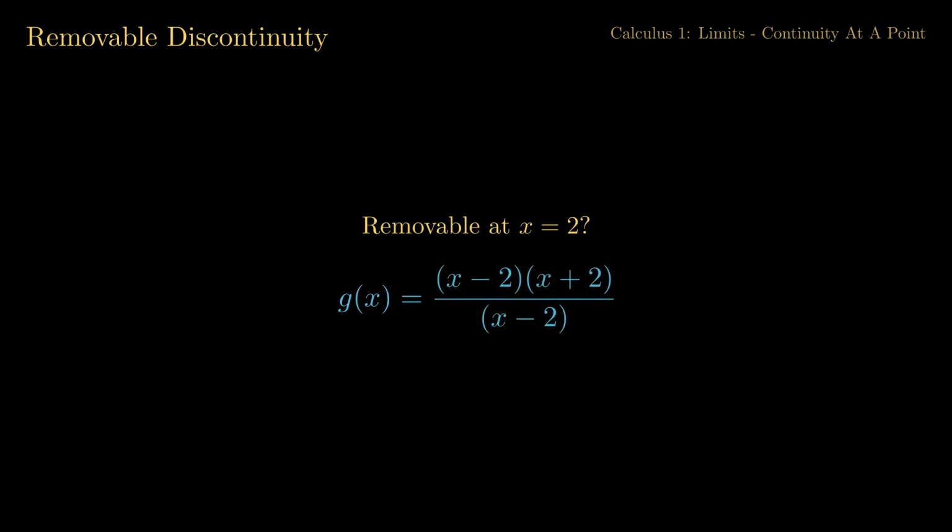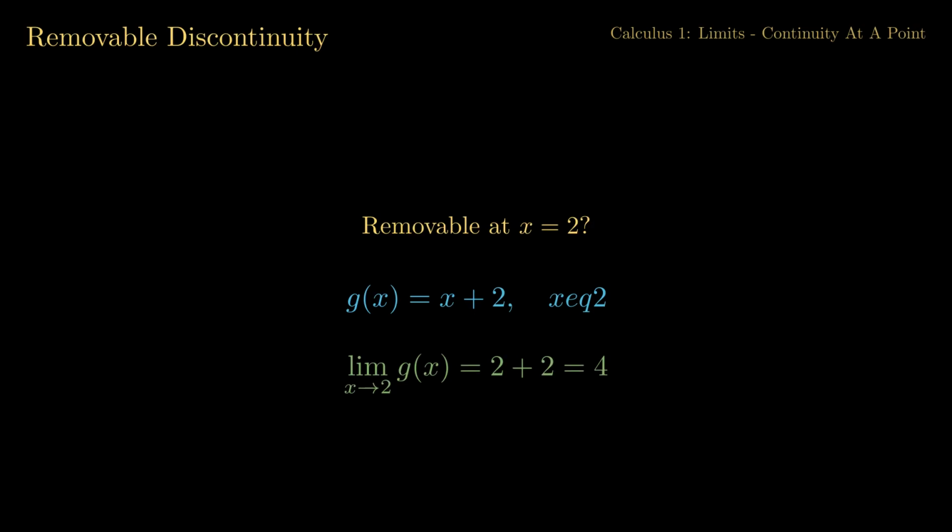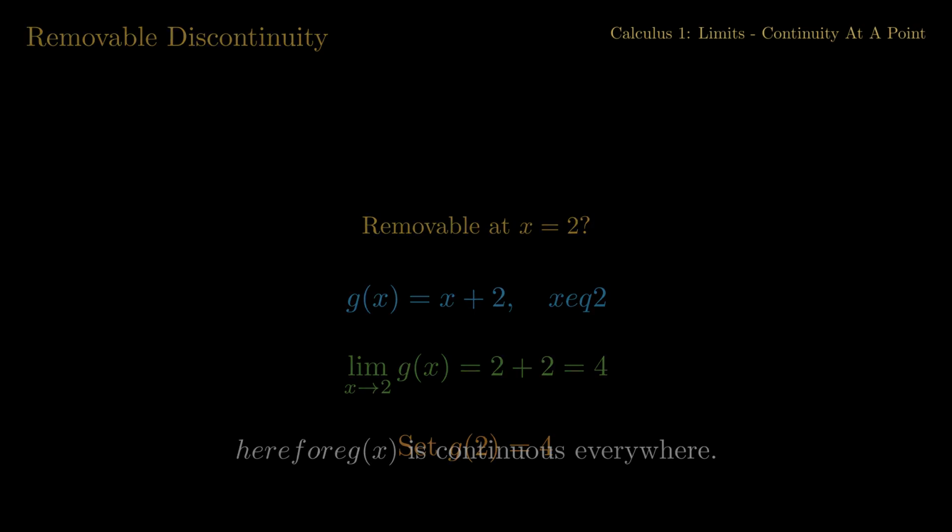First, simplify g of x. It simplifies to x plus 2 for x not equal to 2. The limit as x approaches 2 is 4. To remove this discontinuity, redefine g of 2 equals 4. Now, g of x is continuous everywhere.